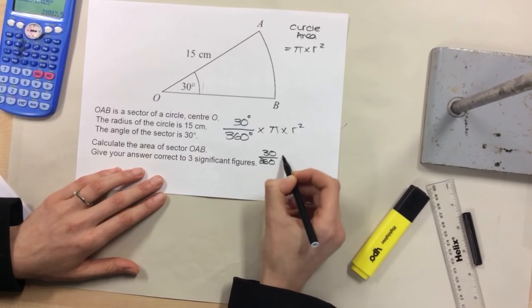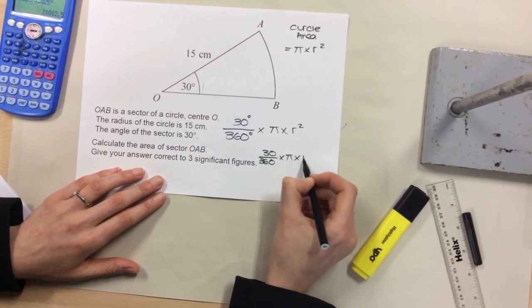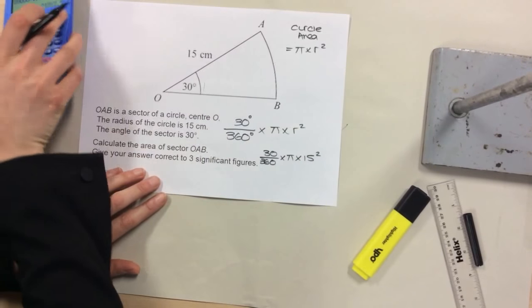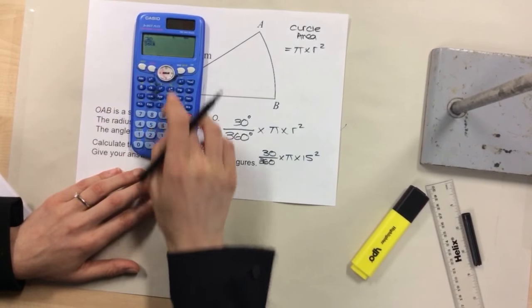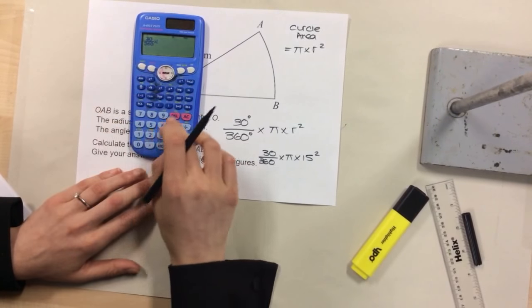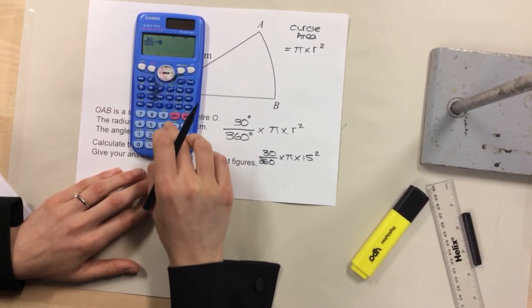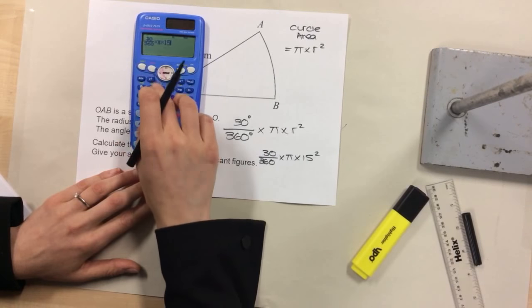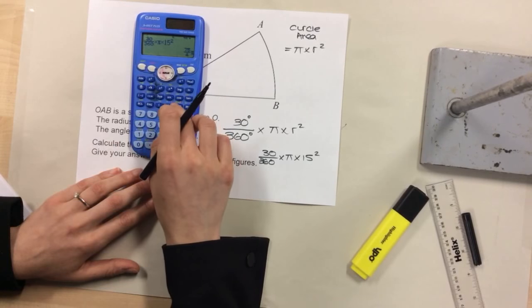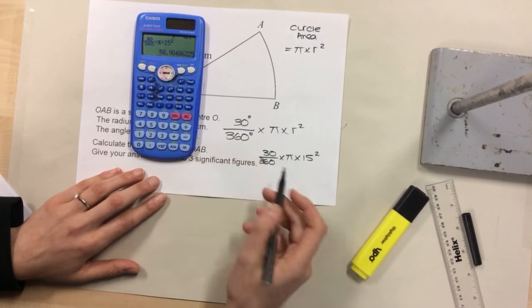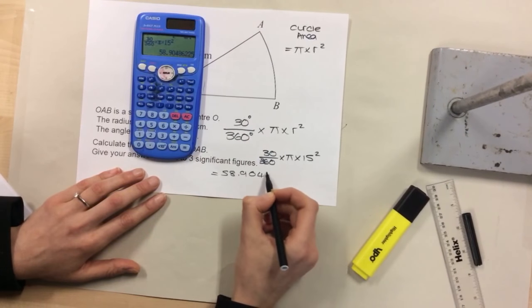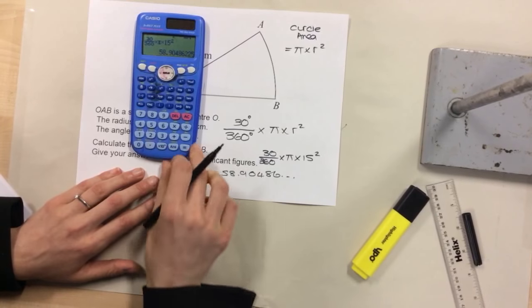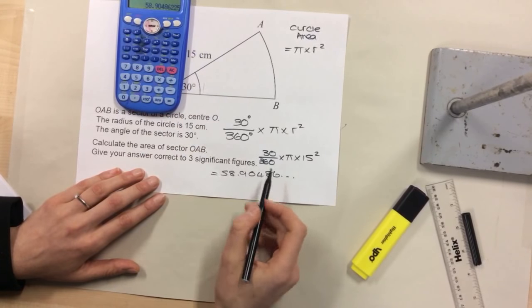So 30 out of 360 multiplied by pi multiplied by 15 squared. Okay, and if I use my calculator, just remember to scroll across. So multiplied by pi multiplied by 15 squared. And that gives, I'm just going to press this button. So that gives me 58.90486. And the question asks me to give my answer correct to 3 significant figures.